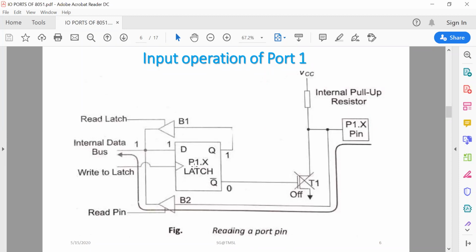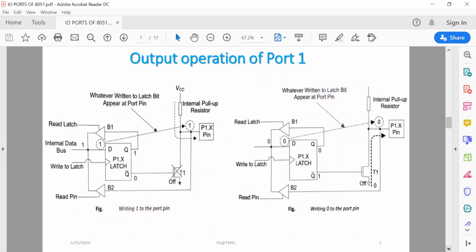So if it is an output pin, what will be the operation? Nothing extra has to be done to configure a port as an output.